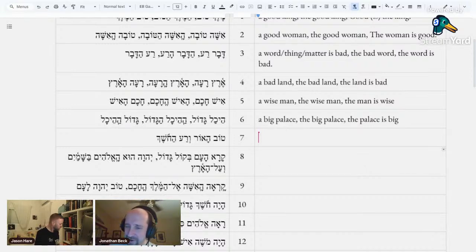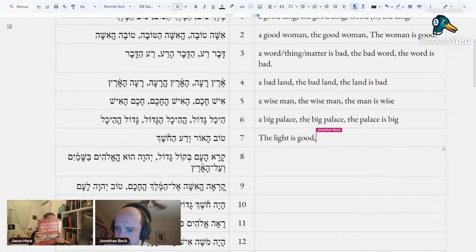So tov ha'or, good is the light. So the light is good. Ve'ra ha'choshech. Oh, this is one sentence. And bad is the darkness, so the darkness is bad.